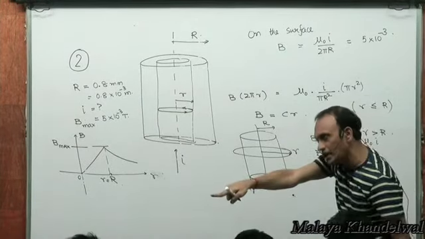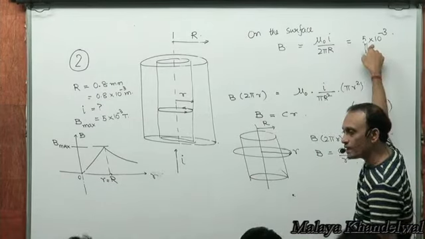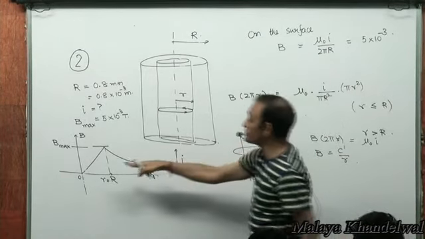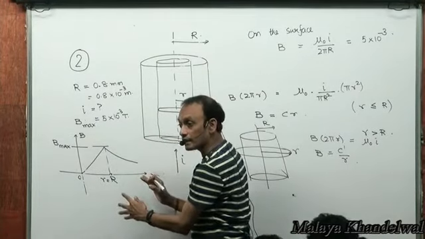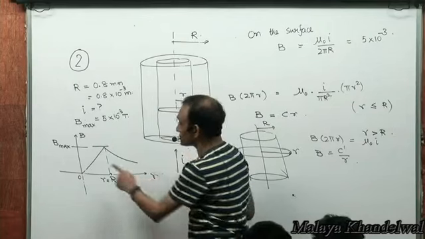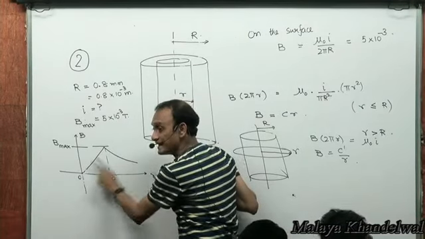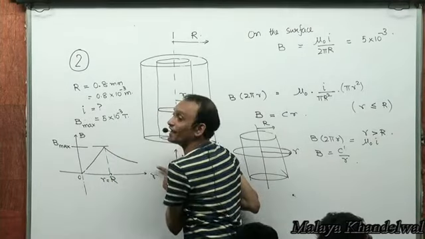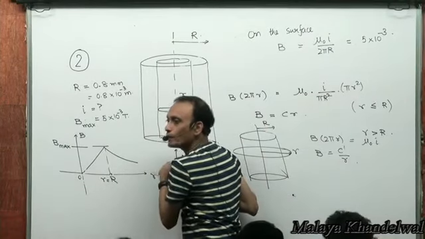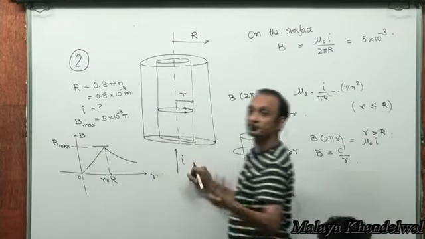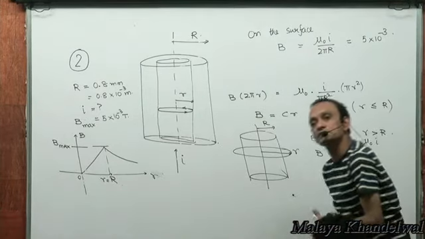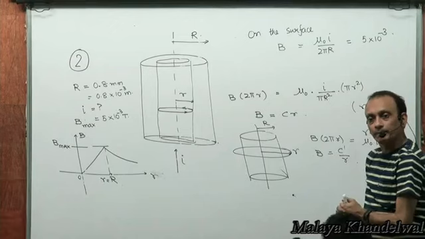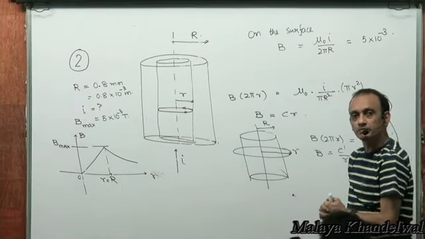B on the surface would be the largest, and it's given to be this much. And you must recall this result for a solid cylinder carrying current which is uniformly distributed over the cross section. From the center to the surface, it will increase linearly, and then it will fall as 1 by r. It assumes its maximum value on the surface, courtesy Ampere's circuital law. Right? Make sense now?